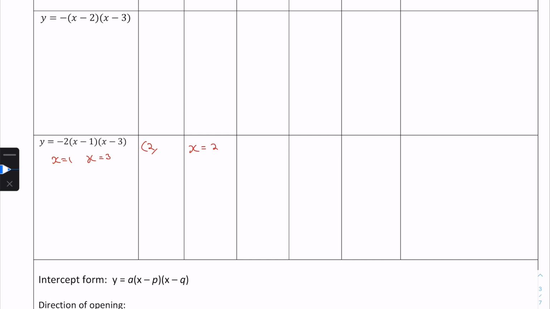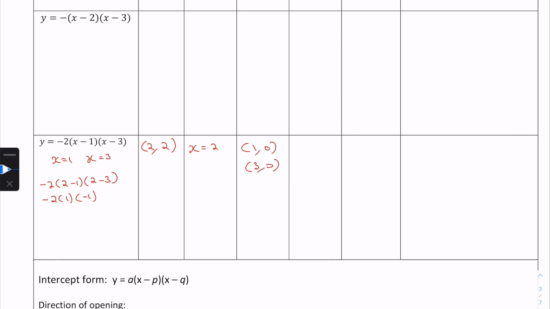So how do I solve it? 2 minus 1, 2 minus 3. If I solve this, it'll be minus 2 times 1 times minus 1. What's minus 2 times 1? It's minus 2. Minus 2 times minus 1 is plus 2. And that is how I find my y coordinate. How do I get my roots? Well, as I said, my roots are already there. X equals 1 and 3, so it'll be 1, 0 and 3, 0.